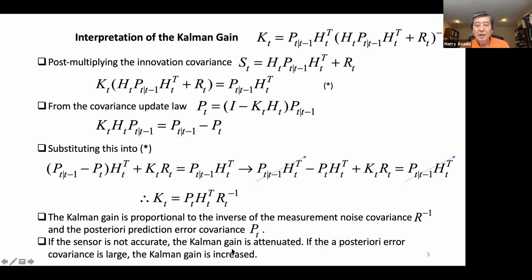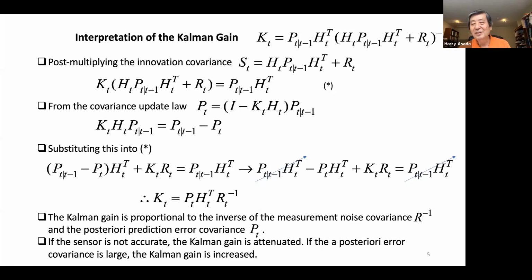That makes sense. On the other hand, if the a posteriori error covariance P_t is large, what does that mean? We don't have good confidence in the current prediction, right? So what you do, you get the new data and you jump on it, right? That's exactly what you need. So you're more geared towards the new observation. So K_t is increased as P_t is larger. Make sense?